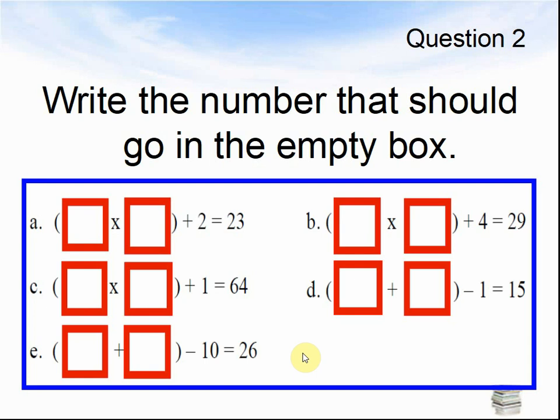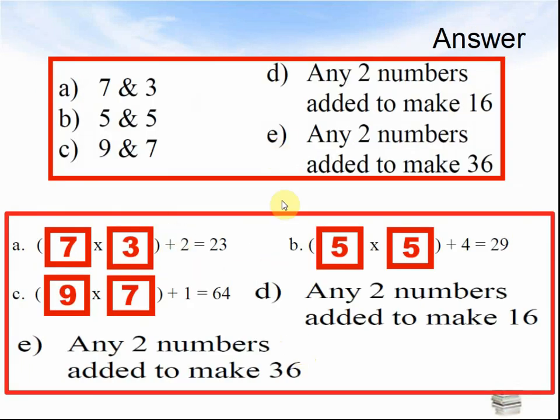Here come the answers. Let's have a look. The answers are, I've done it in two ways because this is the original answers and this makes it easier to see. So 7 times 3 is 21 plus 2 equals 23. 5 times 5 is 25 plus 4, 29. 6 times 7 is 63 plus 1 is 64. And then D, any two numbers added to make 16. And E, any two numbers added to make 36. Okay, let's look at the next question.